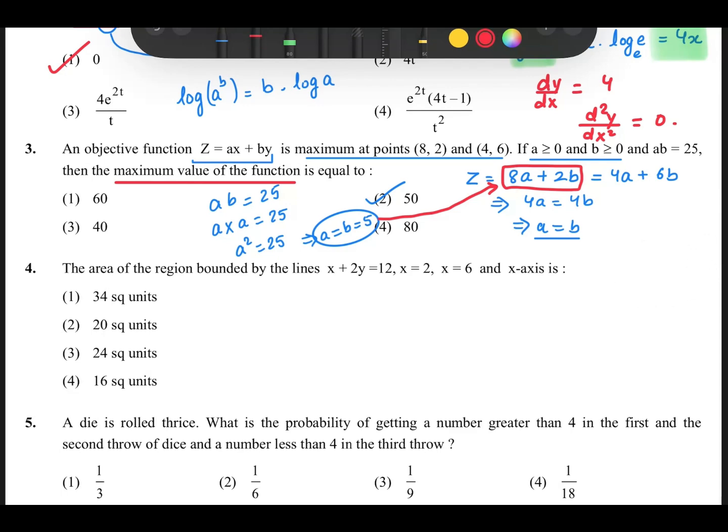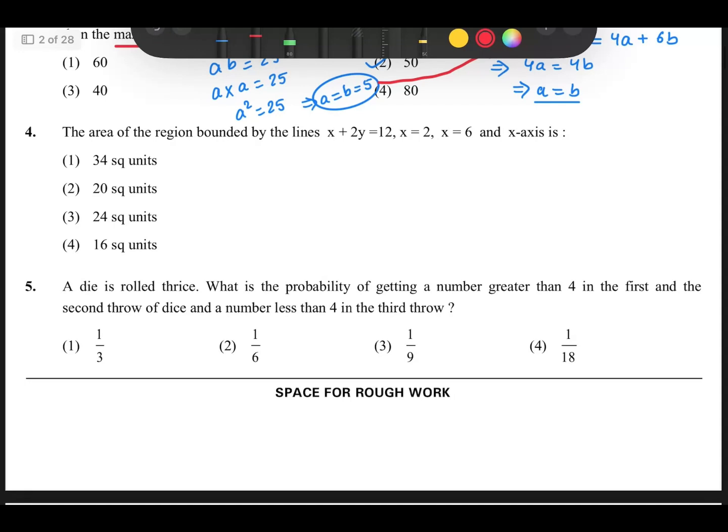Next, let's come to question number 4. It says the area of the region bounded by these lines. Okay, let's plot these lines. What are these lines?